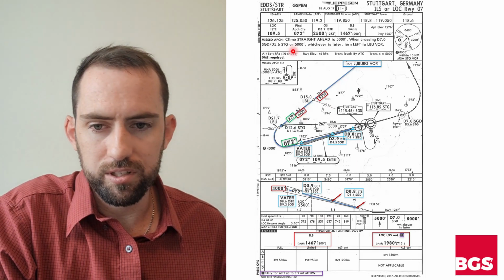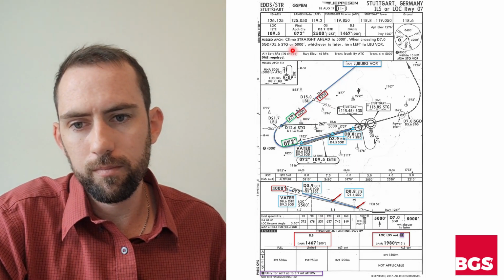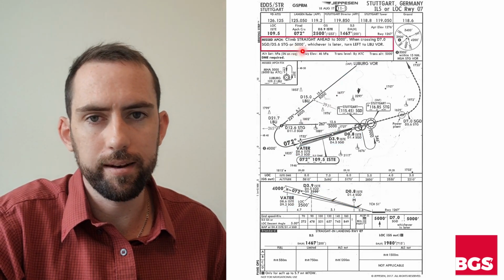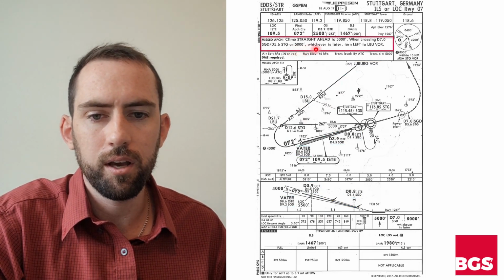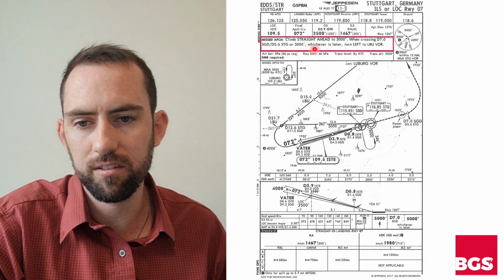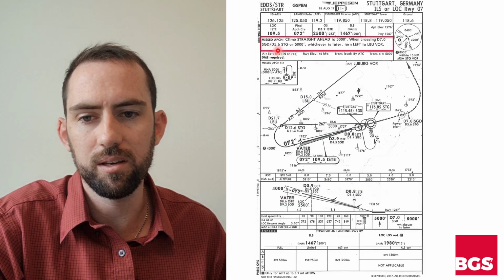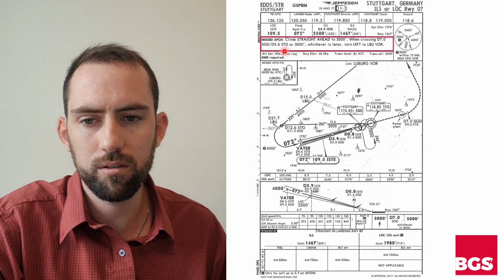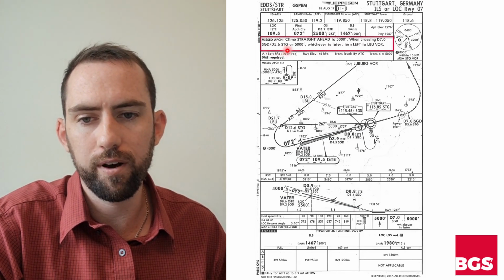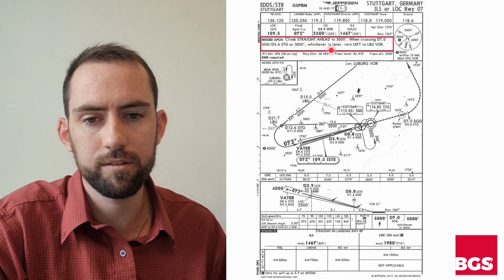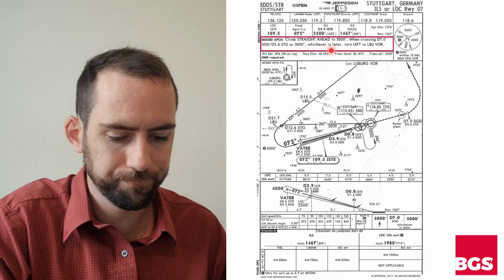Speaking of missed approach procedures, the missed approach procedure says that we must climb straight ahead to 5,000 feet, and when crossing 7.0 DME from SGD, which also happens to be the same as 5.6 DME from STG, so when we cross that point, or 5,000 feet, whichever is later, we must turn left to LBU VOR.